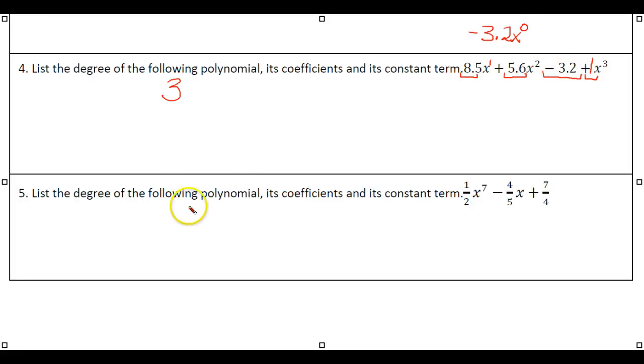All right, doing the same thing here. This is 7, 1, 0. So the degree is 7. And then these are the coefficients. That is the numerical part. And if it doesn't have a sign, of course it's positive. When it does have the negative sign, we have to include that. And then this would be the constant. All right, that was a real short one.